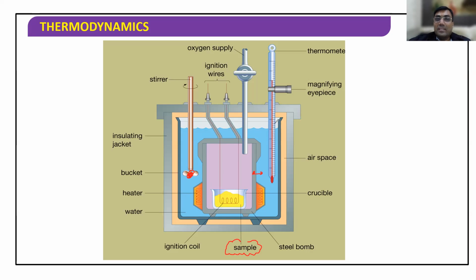Before the start of the reaction, you take the temperature with the thermometer. You measure it as T1. After sparking, you take it again, you get T2. So T2 minus T1 gives delta T, the difference in temperature. That is how this experiment is carried out. A sample is taken, air is blown, it is ignited, combustion takes place, and heat is released. The heat passes through the calorimeter into the water, and the water is stirred. Heat becomes uniform throughout the water, and the temperature is measured. So this is the procedure.